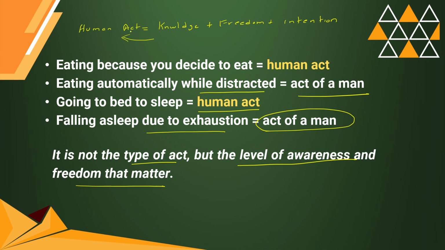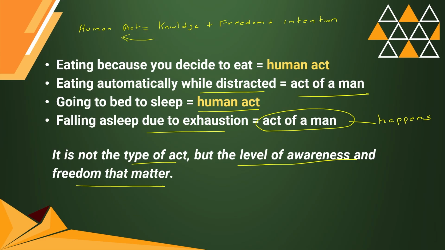You know what you are doing and you freely choose it. That is why it becomes a human act. Act of a man, just the opposite. There is no knowledge, there is no freedom, and there is no intention. It happens. So, act of a man just happens. You are not choosing it, it is outside of your control.